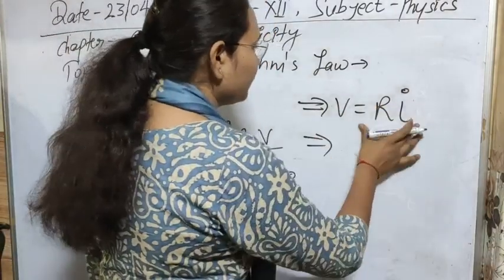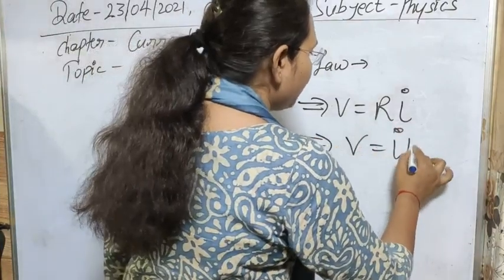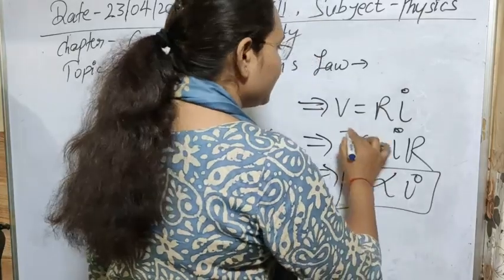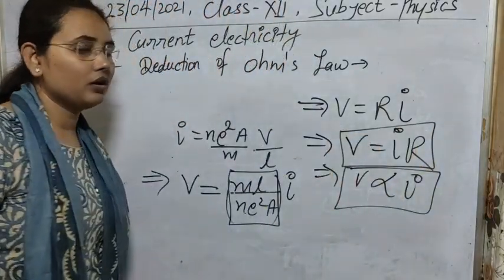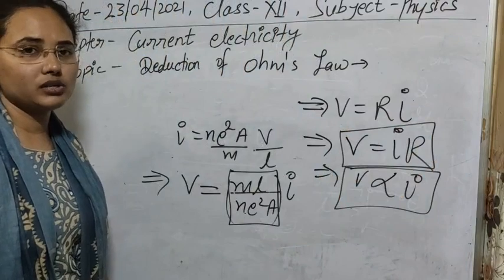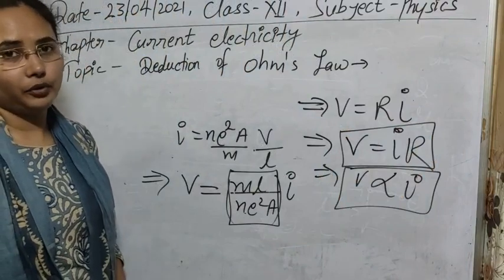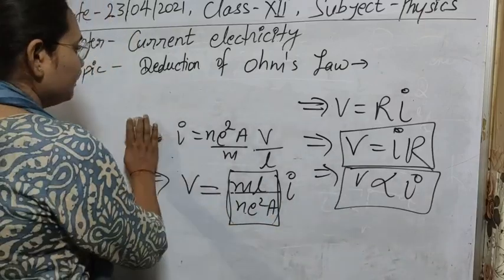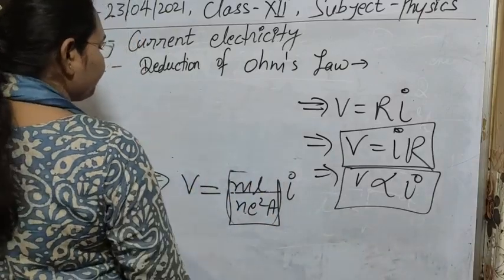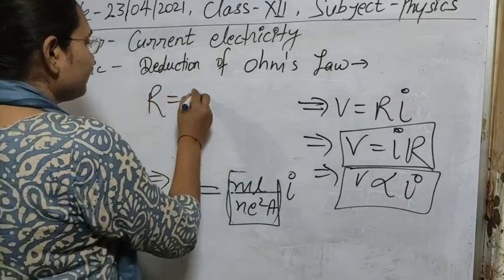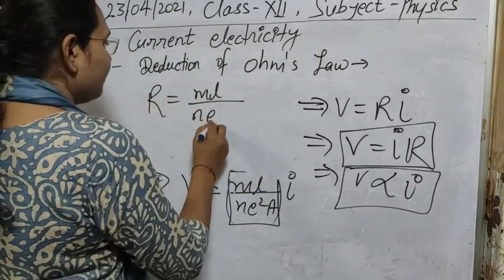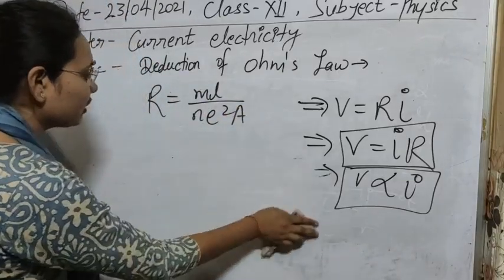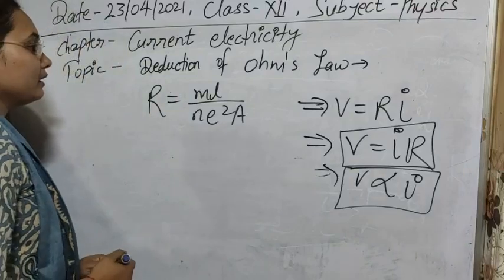So from here you can see that this is Ohm's law, V is equal to IR, or V is directly proportional to I. So we can easily derive Ohm's law by using the concept of drift velocity, by using the concept of current flow in any conductor. And from here, if you see the value of R, it is given by ml upon ne square A. So from this value, you can also calculate the resistance of any conductor.